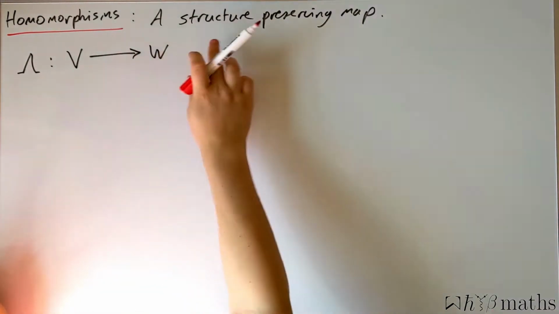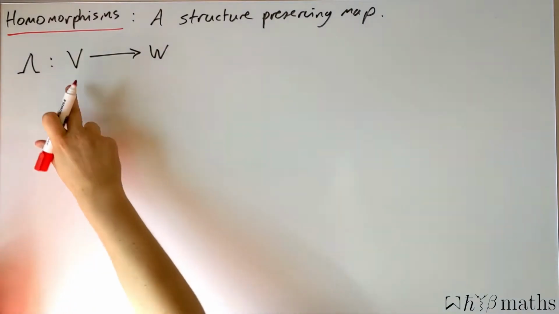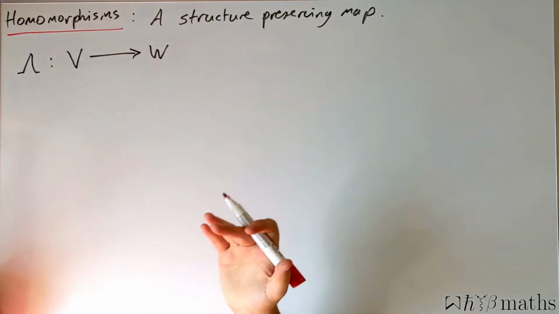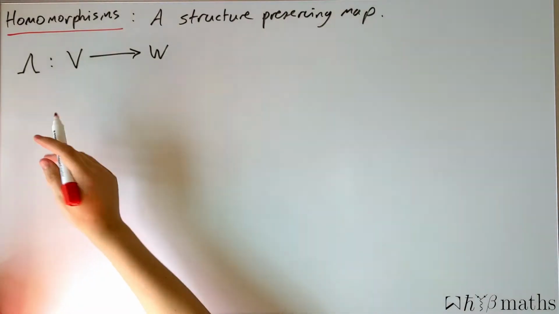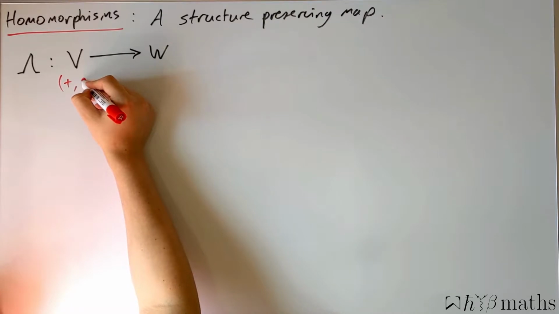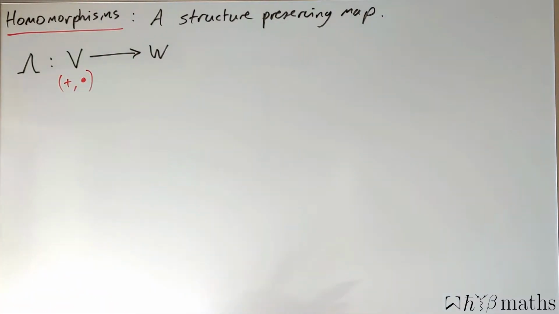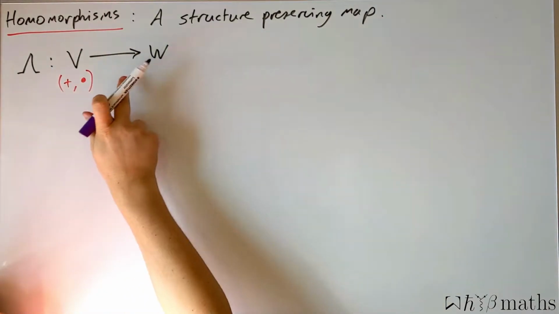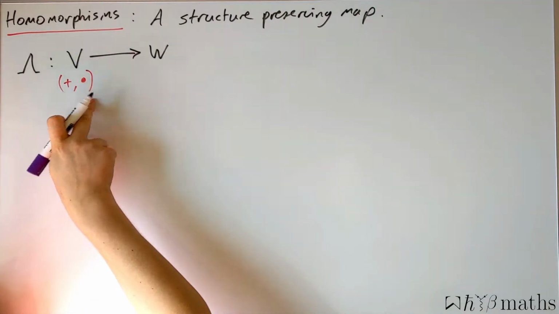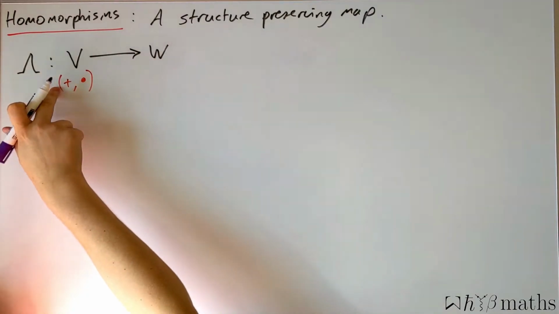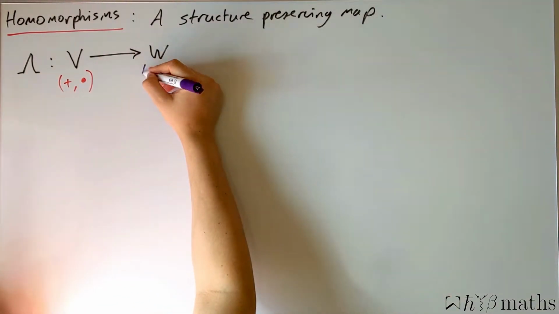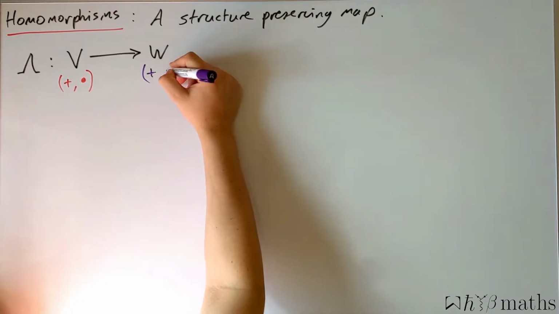So now the structure preserving part: if the set that we begin with has a certain type of algebraic structure, it could be anything, it could be a group or whatever, I'm going to take it to be a vector space. Structure preserving means that when we map into this target set, the target set has the same type of algebraic structure as the domain set that we used. So W is going to be a vector space.